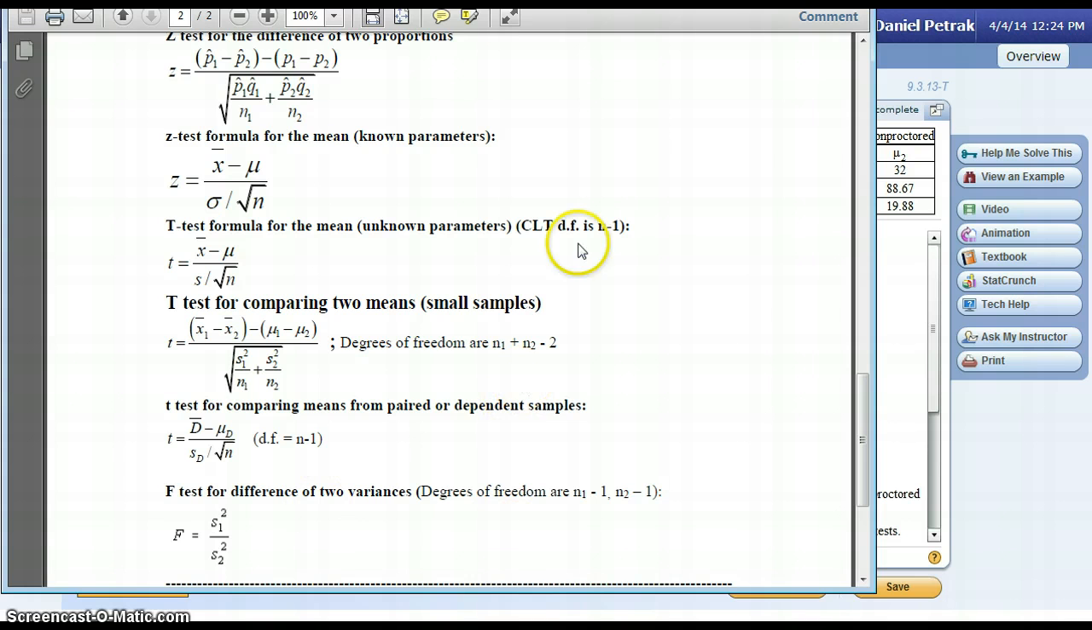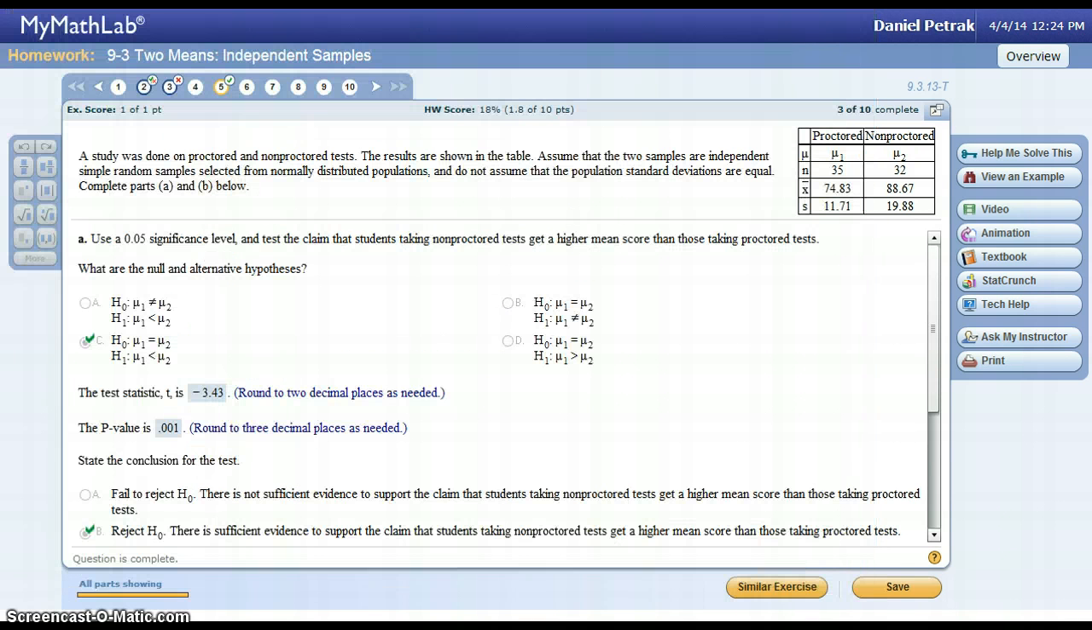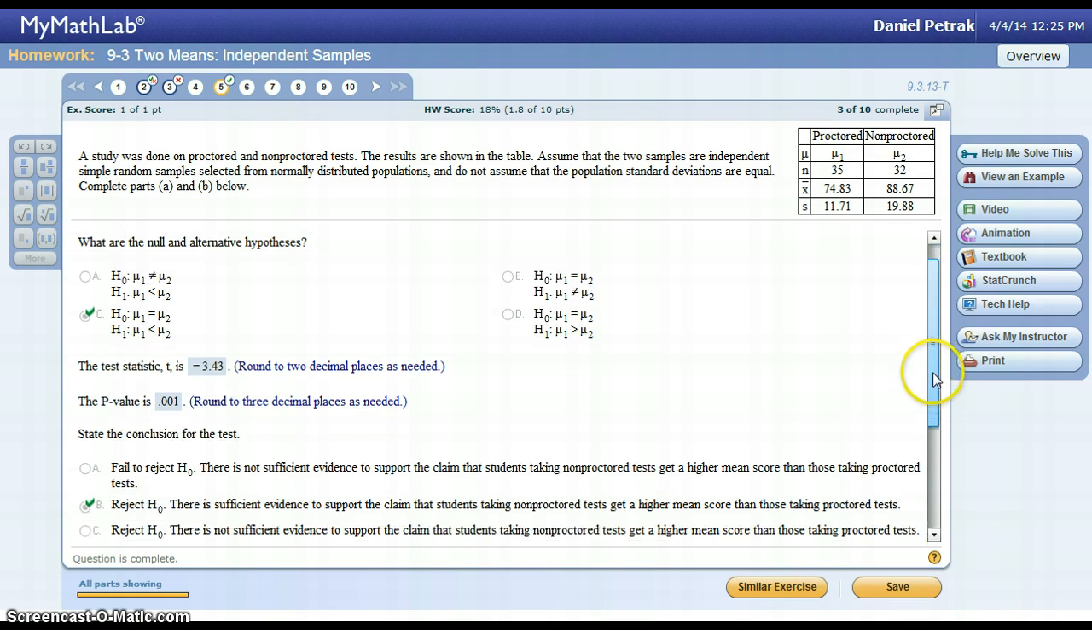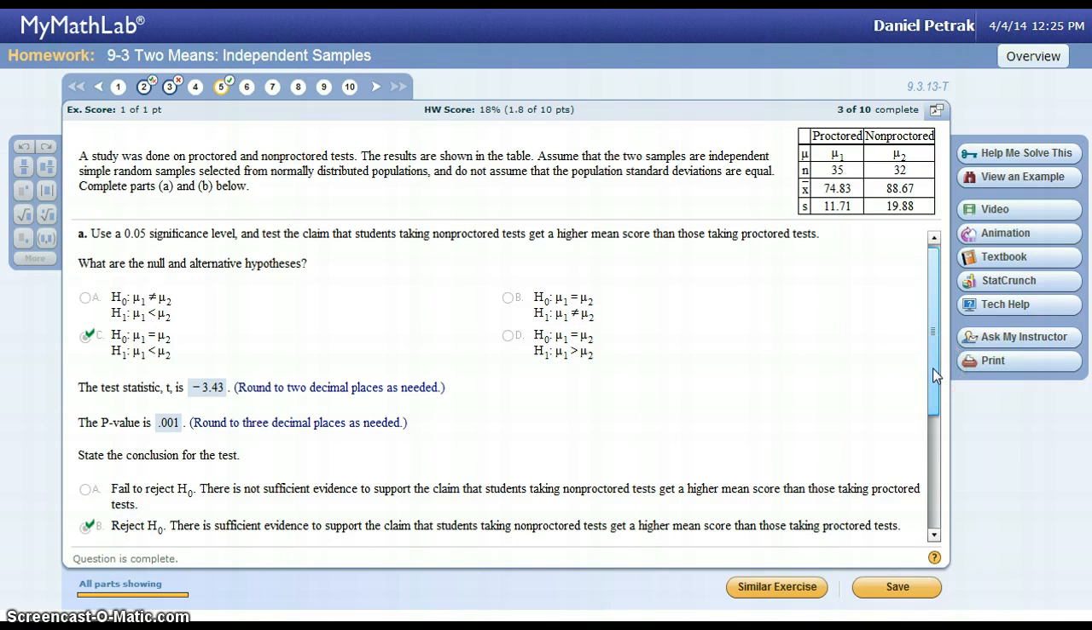And almost everybody's having no problems getting that. So they're getting this negative 3.43. They can type that right in their t calculator and get a p-value that's extremely small, less than a tenth of a percent chance, which means we would reject the null. It's definitely less than 0.05. There is a lot of evidence to support the claim that the test averages are going to be higher for the non-proctored exams, which means they're probably cheating. So that's all good. Almost everybody's able to get this far, do the hypothesis test.